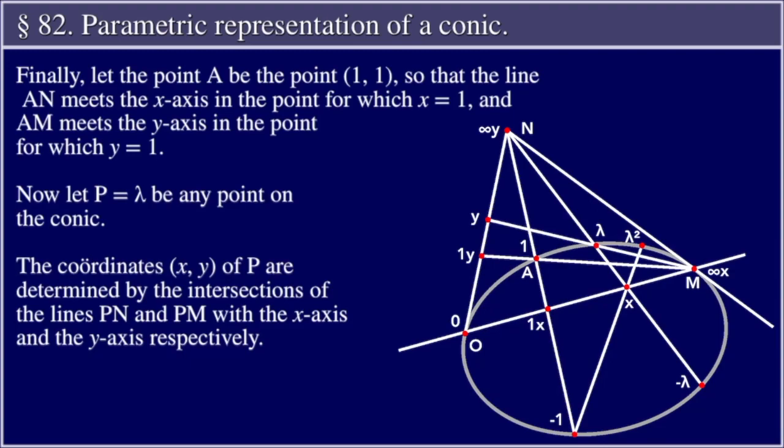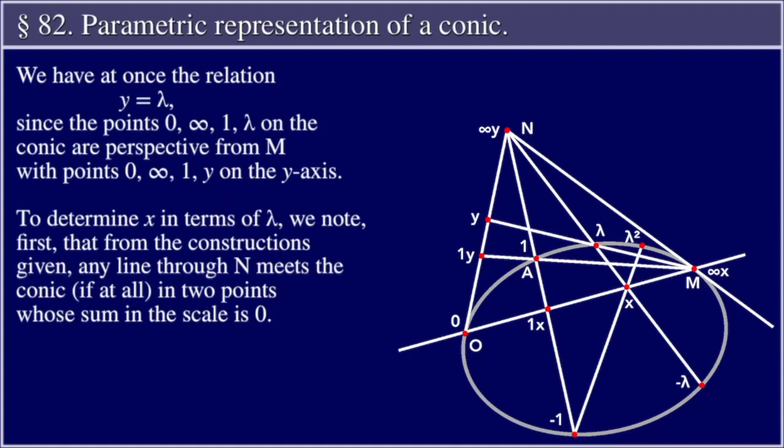Now let P equal lambda be any point on the conic. The coordinates x, y of P are determined by the intersections of the lines PN and PM with the x-axis and the y-axis respectively. We have at once the relation y equals lambda, since the points 0, infinity, 1, lambda on the conic are perspective from M with the points 0, infinity, 1, y on the y-axis.